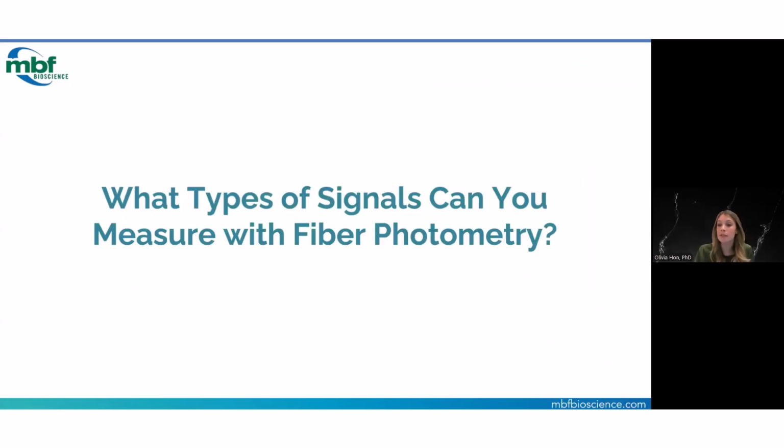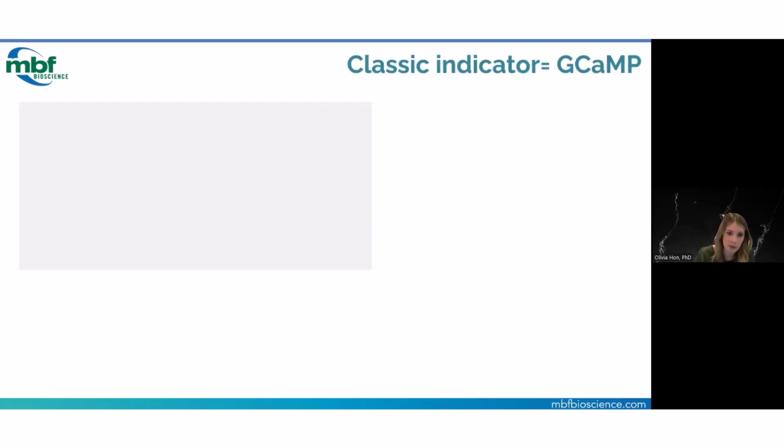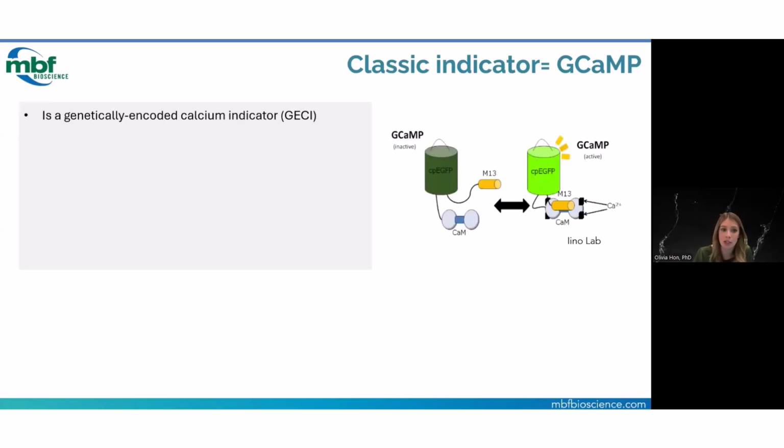So what types of signals can you measure with fiber photometry? The classic indicator that's used for photometry is GCaMP, which is a genetically encoded calcium indicator. You might see it abbreviated as a GECI.